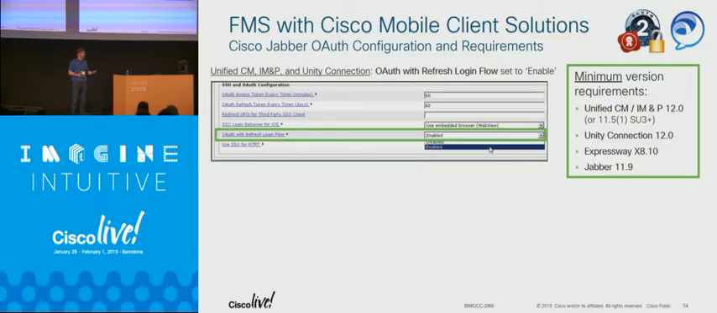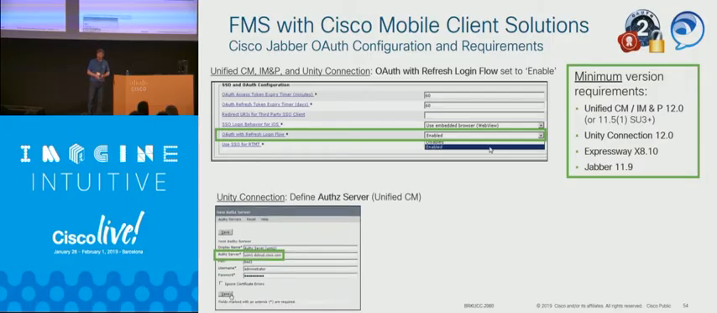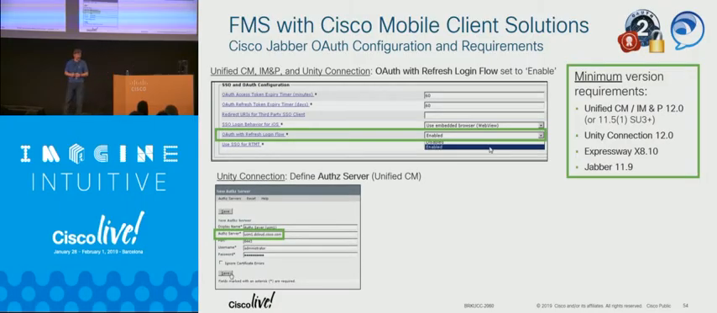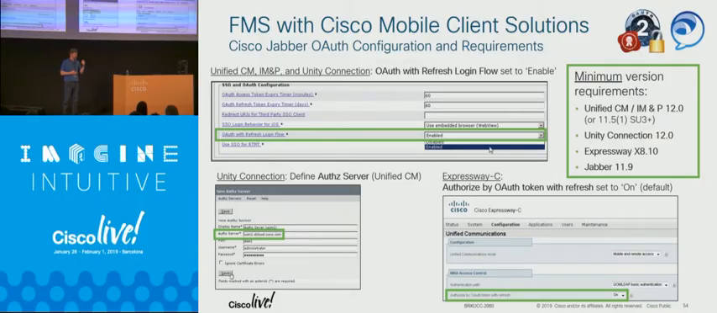In order to set this, it's simply an enterprise parameter within Communication Manager, within IM&P, within Unity Connection. In the case of Unity Connection, we actually have to define an AuthZ server, which is Communication Manager again. You don't have to do that with IM&P because IM&P and Communication Manager share the same database and are already built into the cluster. But with Unity Connection, you have to point to the AuthZ server in order to enable the OAuth capability. And then Expressway also has a setting to enable OAuth. That way I can do OAuth both on-prem, and my users connecting over MRA can also leverage OAuth.